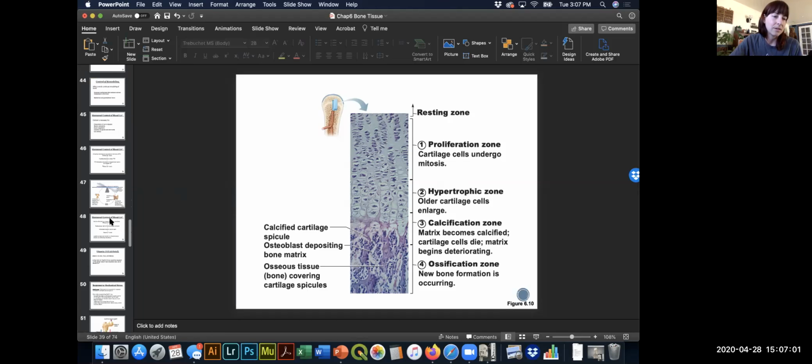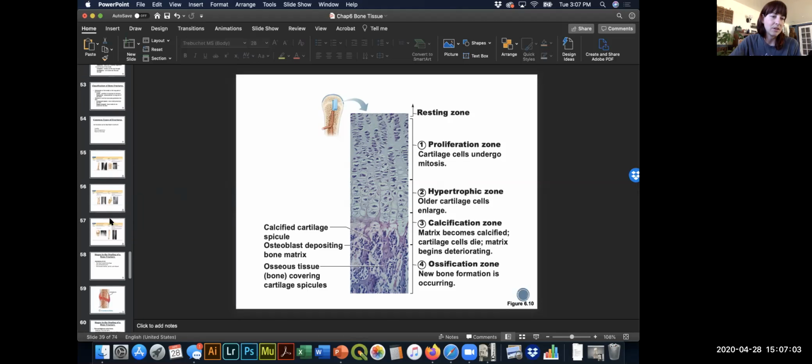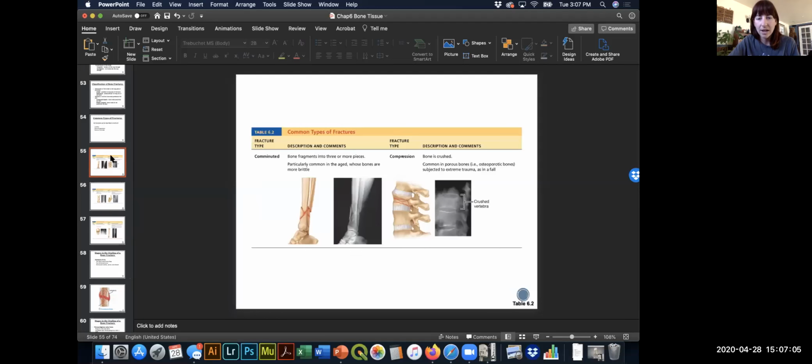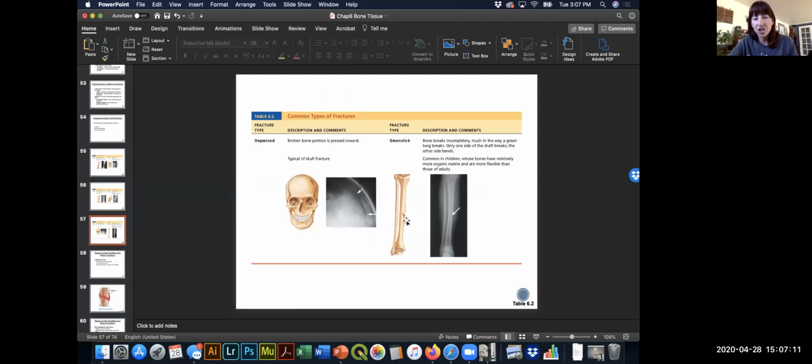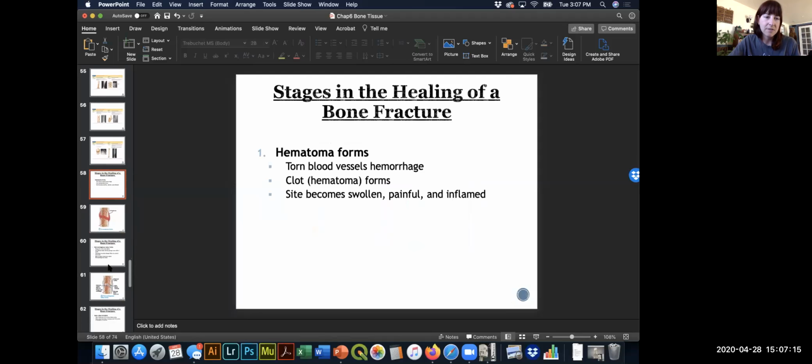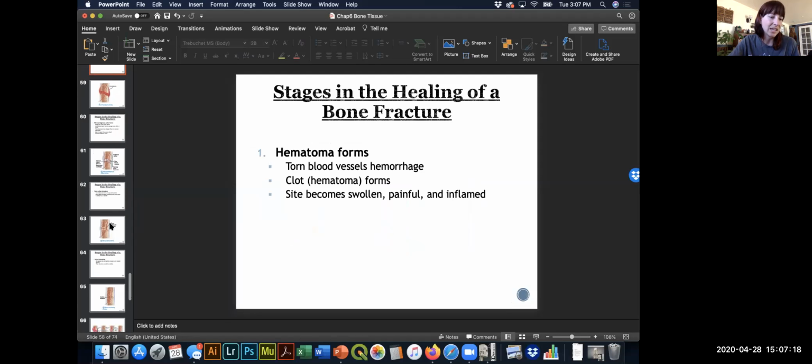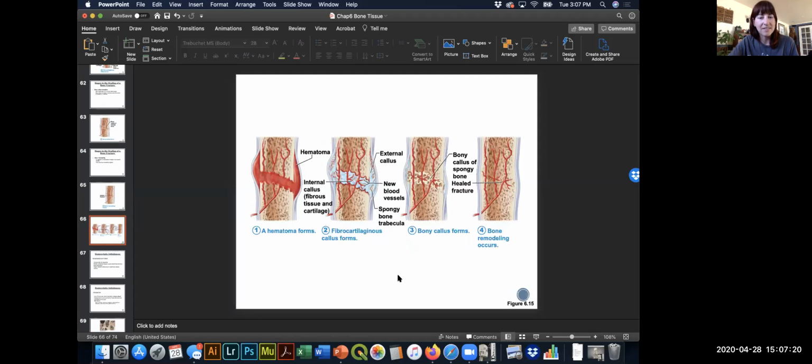What else? Different breaks, different break types. The greenstick fracture, right? Only a little partial fracture. The steps to healing a fracture are the same type of thing. Just know the order that they happen in. You don't have to know all the nitty-gritty details.